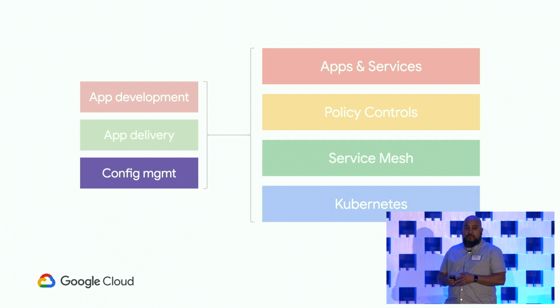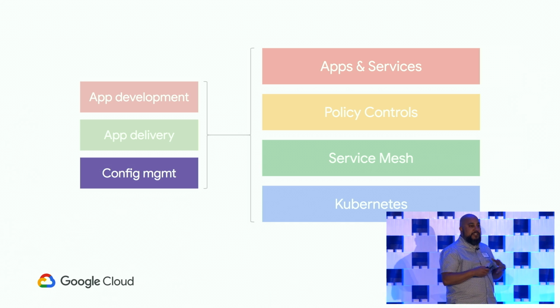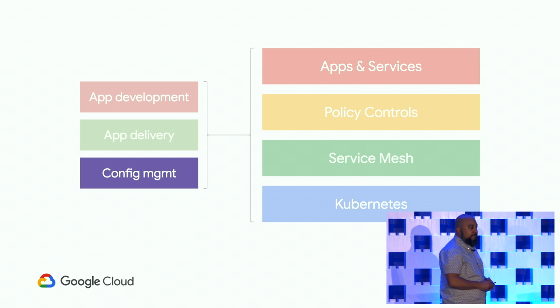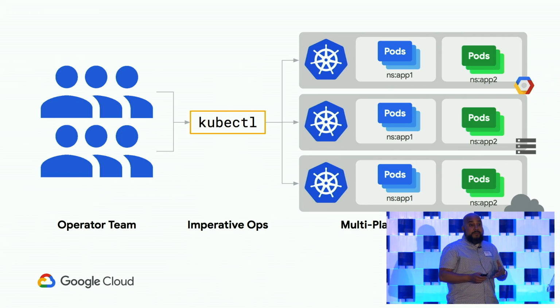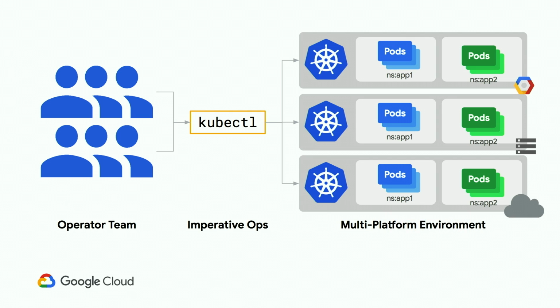So to start, we're going to focus on config management. How do you get the objects and resources configured in your deployment? And how do you deliver that configuration? Typically, what we still see on a pretty regular basis is that a lot of teams are still using kubectl to apply changes to their environments. They're still doing very imperative operations.